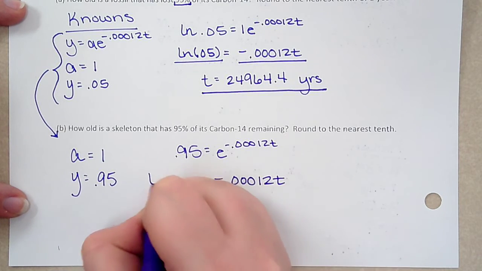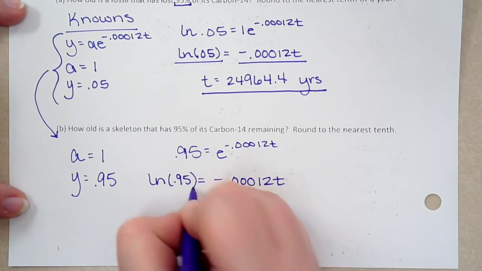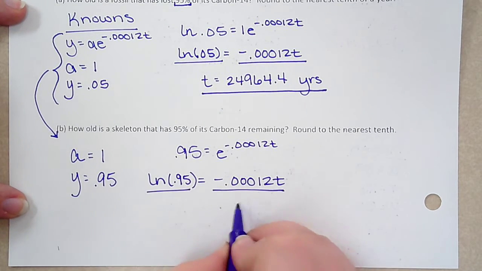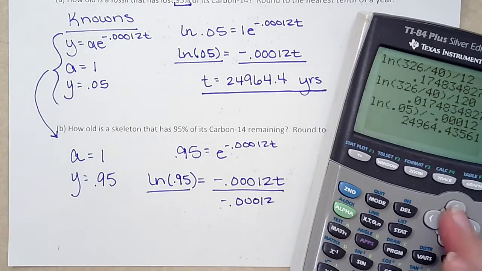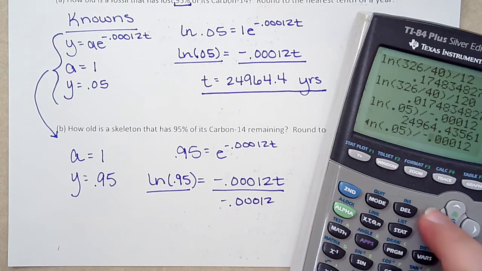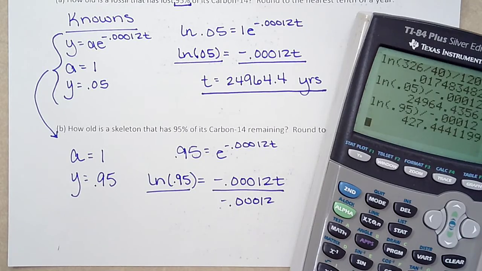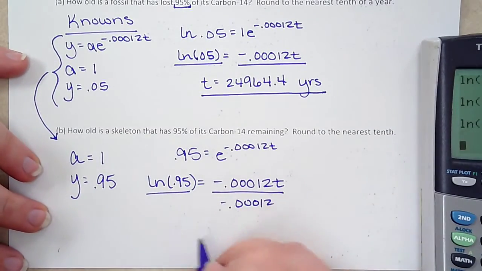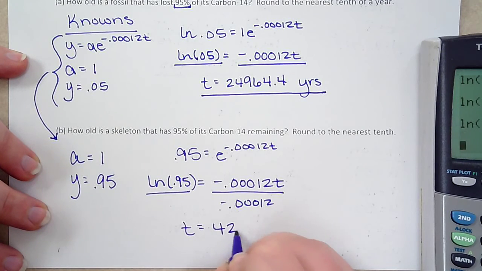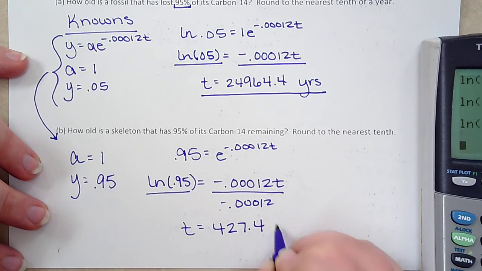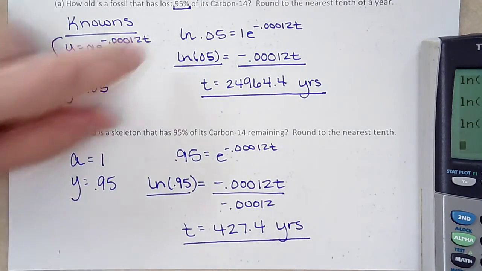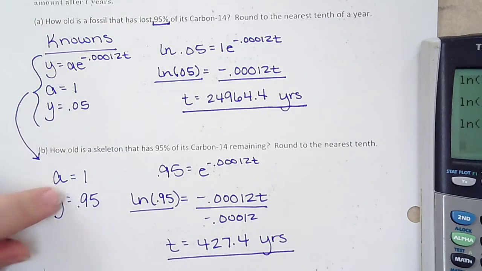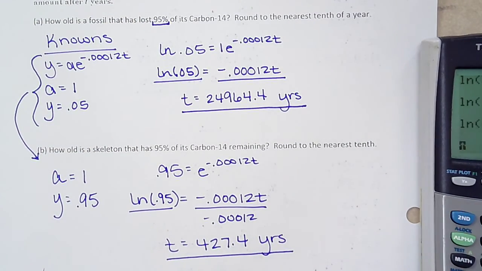And we get negative 0.00012t equals ln of 0.95. Divide both sides by negative that. And then I'm just going to calculate it. I'm going to pull this exact one down, plug in 9, hit equals, and I get that this is only 427.4 years old. So you can see there's quite a difference there between something that's lost 95% of its carbon versus it still has 95% of its carbon.